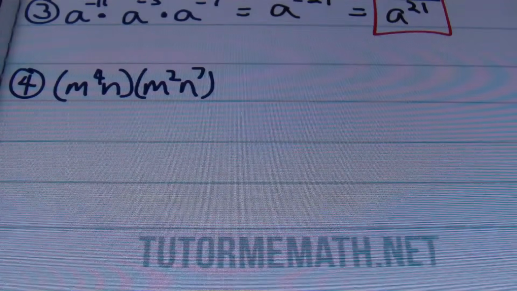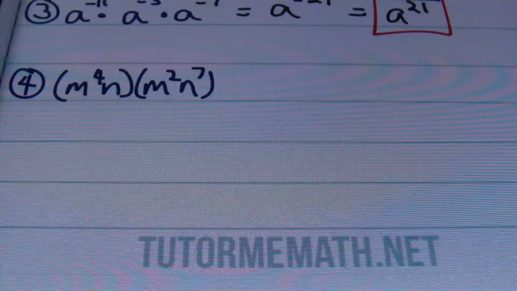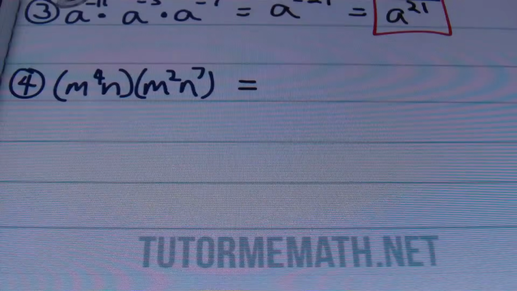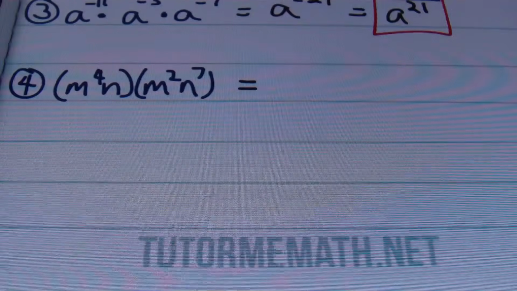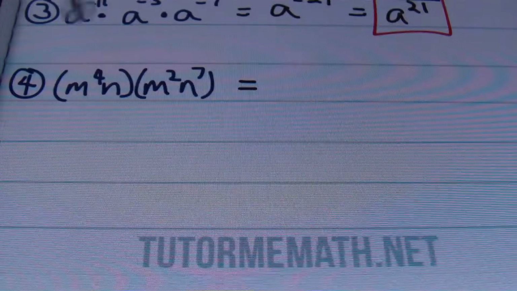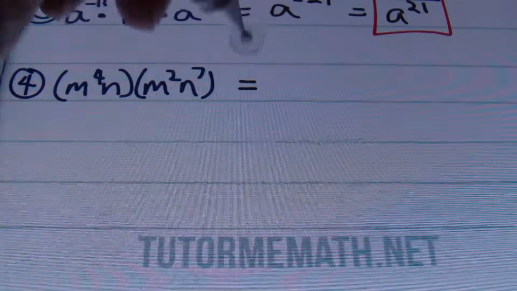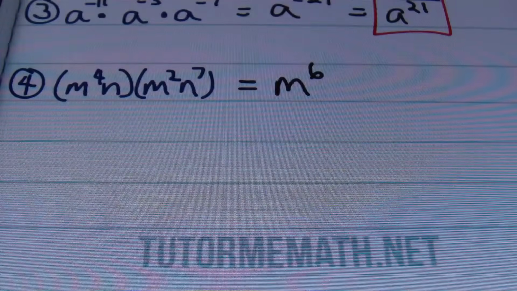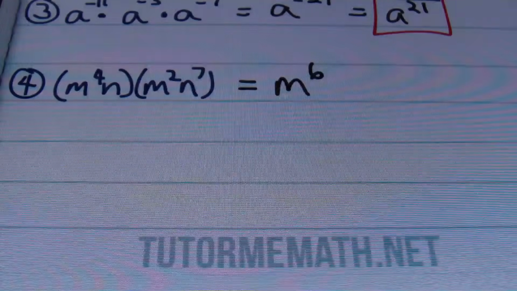And I want to find out the product of this. I want to multiply these together. So what you're going to end up doing is multiplying your m's together, m as in Mary, and then you'll multiply your n's together, n as in Nancy. So m to the 4th power times m squared gives me m to the 6th power. I simply added the 4 plus the 2 together to give me the m to the 6th power.